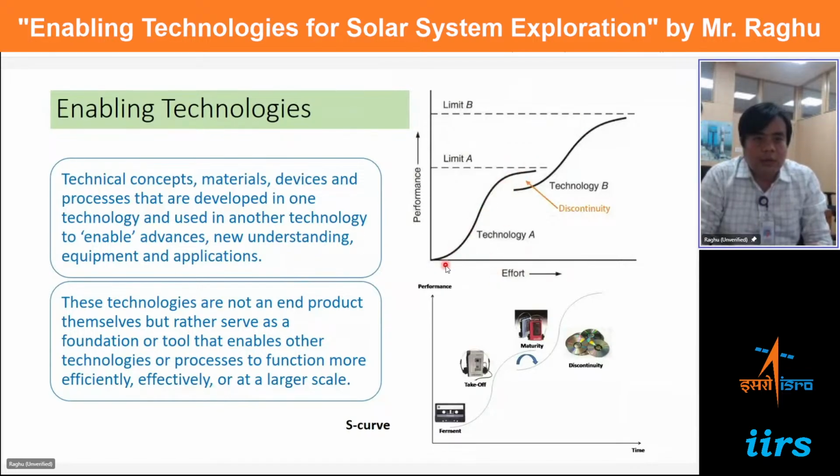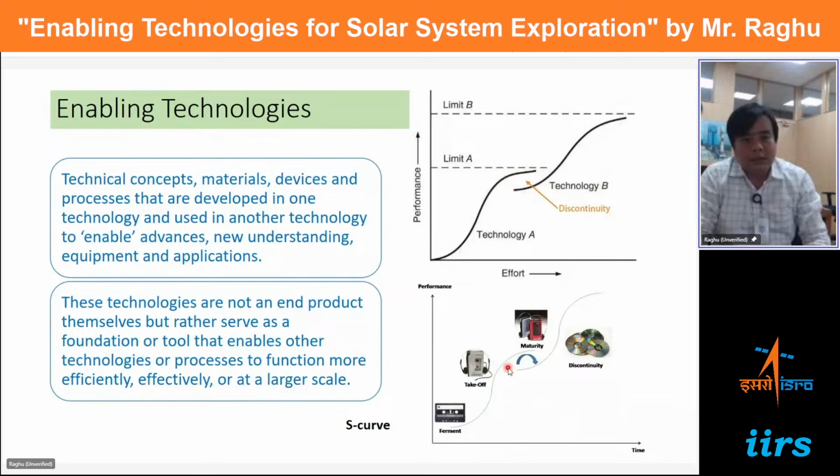In the beginning, when the effort is zero, the performance is also zero. When you start putting in effort, the performance keeps increasing. But you cannot increase the performance further even though you increase the effort. There is a fundamental limit of the particular technology. So before reaching the limit, you have to start a new technology, and what happens is a technology gap or discontinuity. This is how technologies progress.